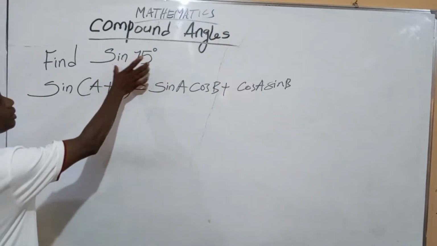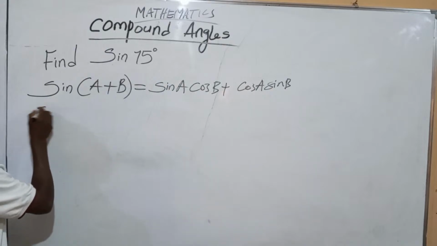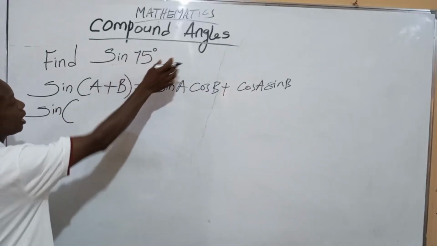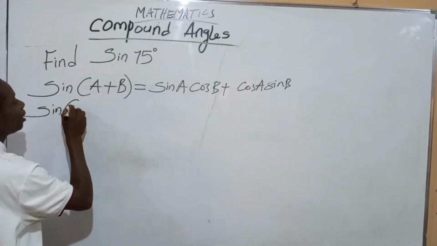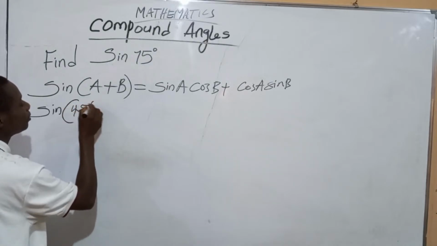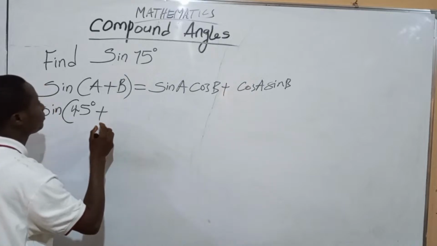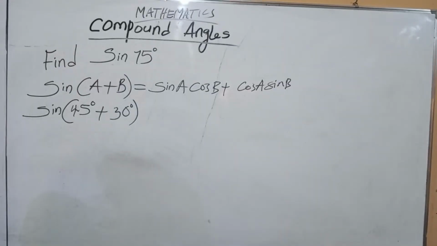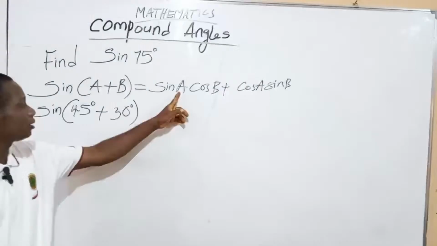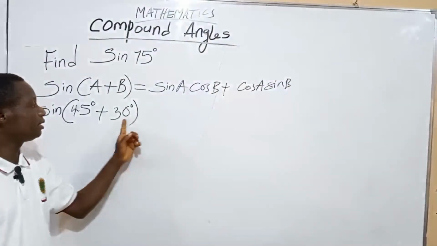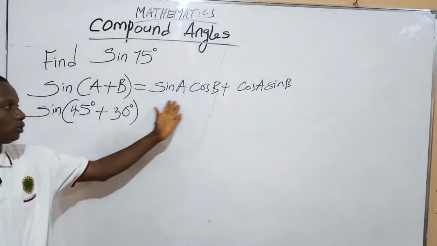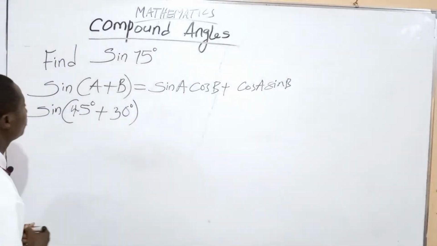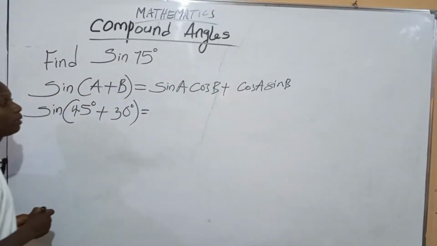We are going to break this sine 75 into two numbers or two angles. That's why it's called compound angles. So here we are going to have 45 degrees plus 30 degrees. So obviously, A is 45, then B is 30 degrees. So we can just do our substitution here and then get our answers. Don't forget that we are going to be using special angles.